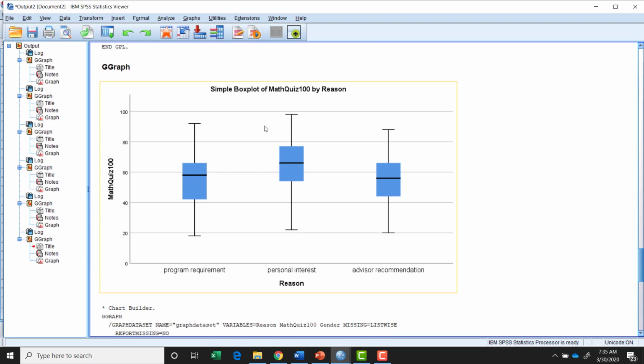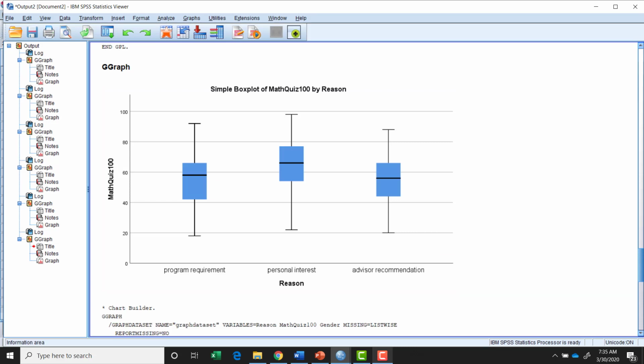We can see that the people who took a stats class, math class for personal interest generally do better than the people who take it because they had to take it. That makes sense. Though this plot just gives us an idea. It doesn't show us any kind of actual statistical significance.